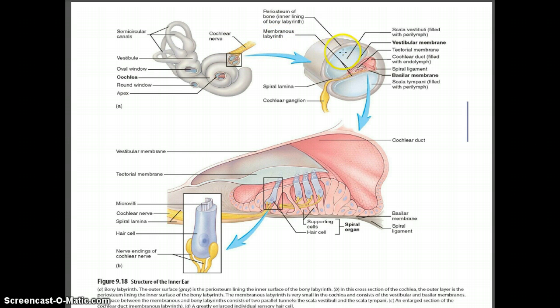Here is another cross section of the inner lining of the bony labyrinth, and here is the membranous labyrinth, which occurs interior to that. The vestibular membrane and hair cells. We will see how hair cells with their microvilli are important to the sensation of hearing. There is a diagram like this in your textbook. Make sure you spend some time with it.